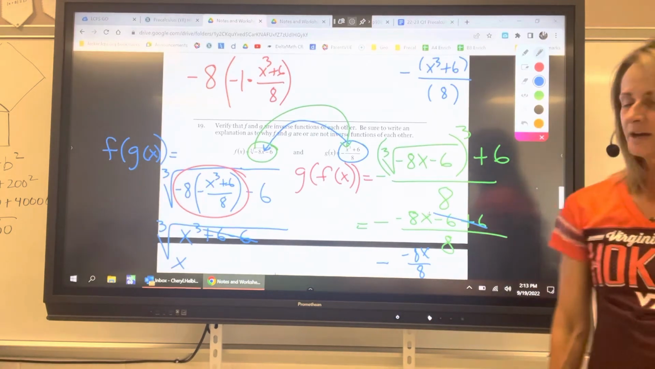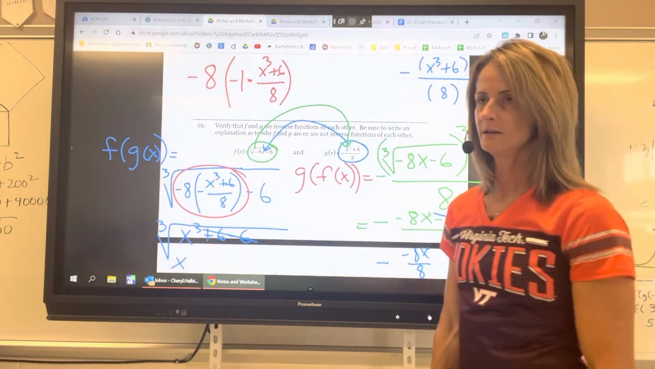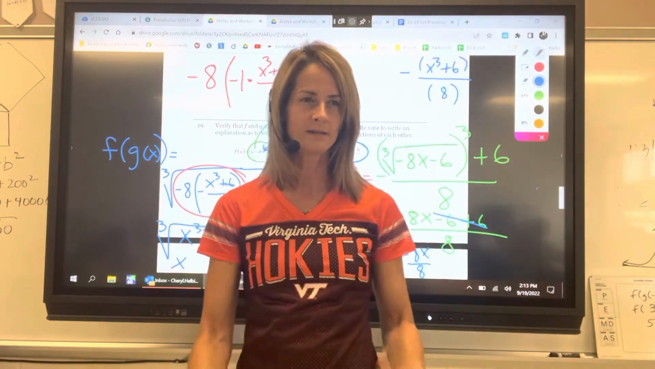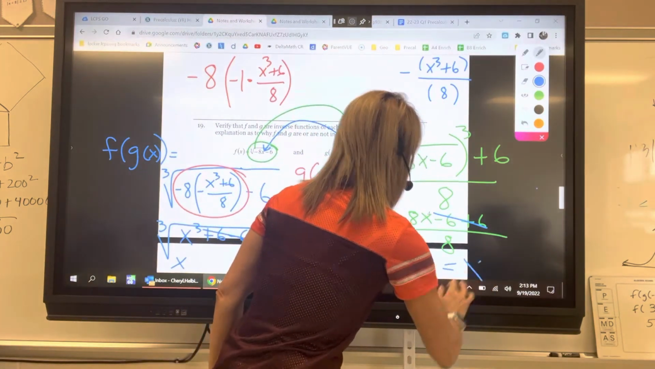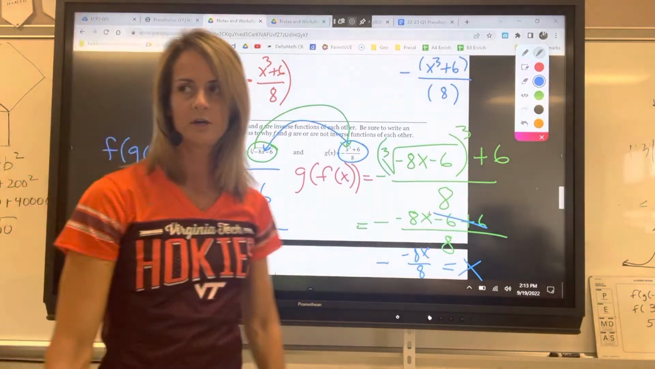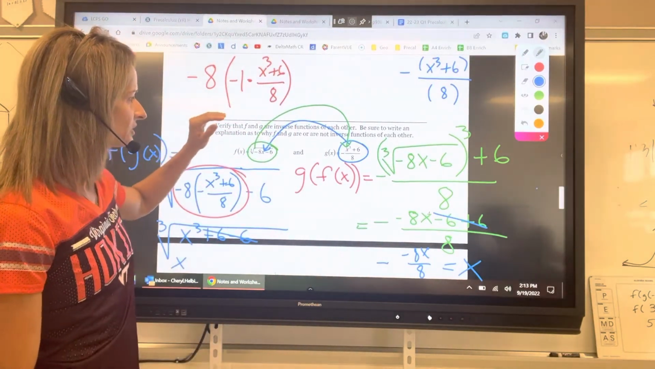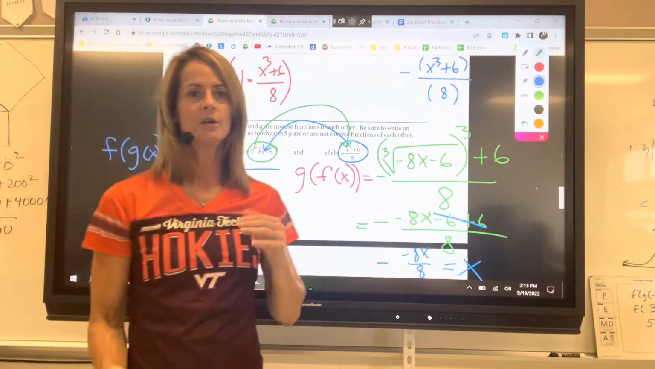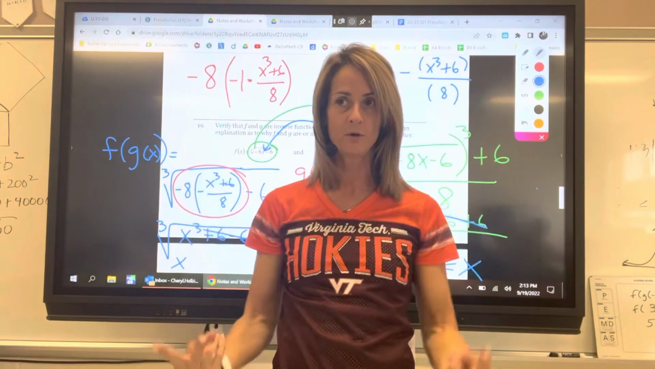Every once in a while you get a problem that says x and negative x, or something that's close but not exactly the same. This is x. I'm running out of room. So those two undid each other as well. So we checked both. We're good. If you were asked to verify that two functions are inverses of each other, you've got to check both. You've got to plug one into the other and one into the other and make sure they both undo to x.